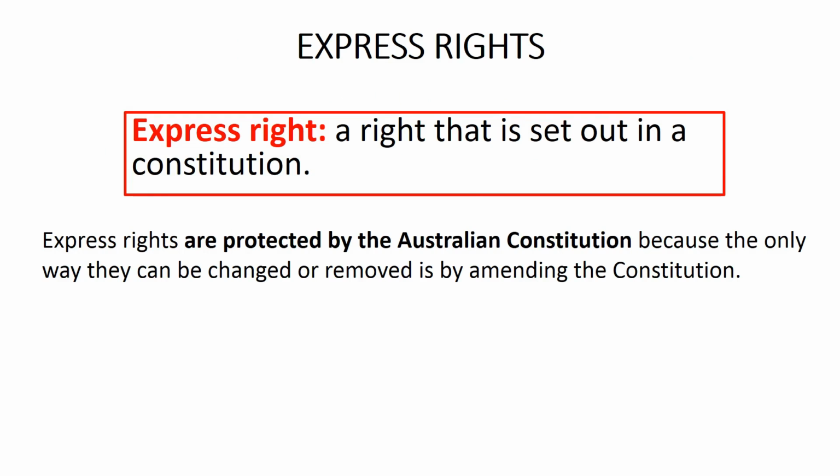Express rights are protected by the Australian Constitution because the only way in which those rights can be changed or removed is by changing or amending the Constitution itself. And that's because the express rights are actually written into the Constitution. They form part of the words of the Constitution.